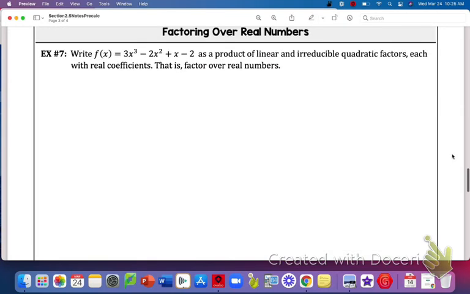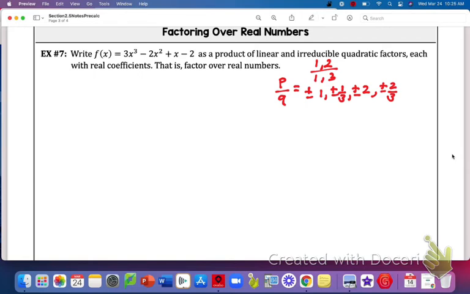All right, example 7, right? The following polynomial is a product of linear and irreducible quadratic factors, each with real coefficients, that is, to factor over real numbers. Okay, so we're at a cubic. That means we probably should try to do a synthetic division once to get to a quadratic. So what are my options? So P over Q. So we're at 2 and 1 over 3, so 1 and 3. So all my options are 1, 1/3, 2, and 2/3.